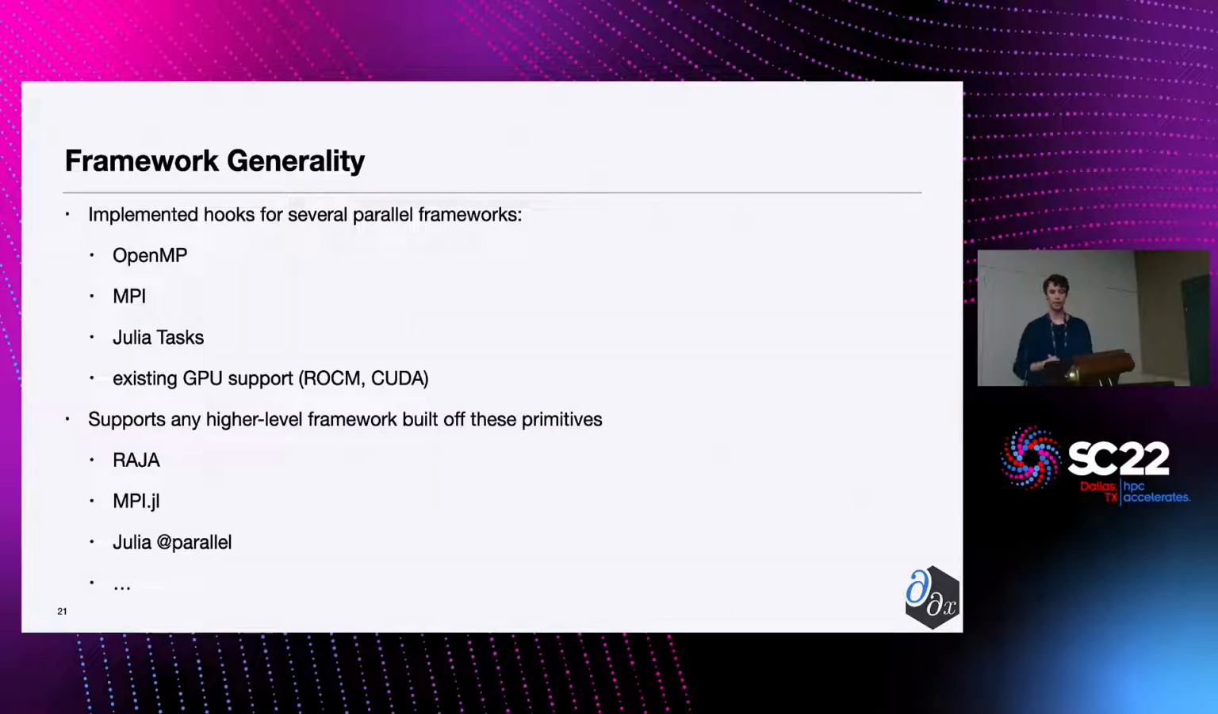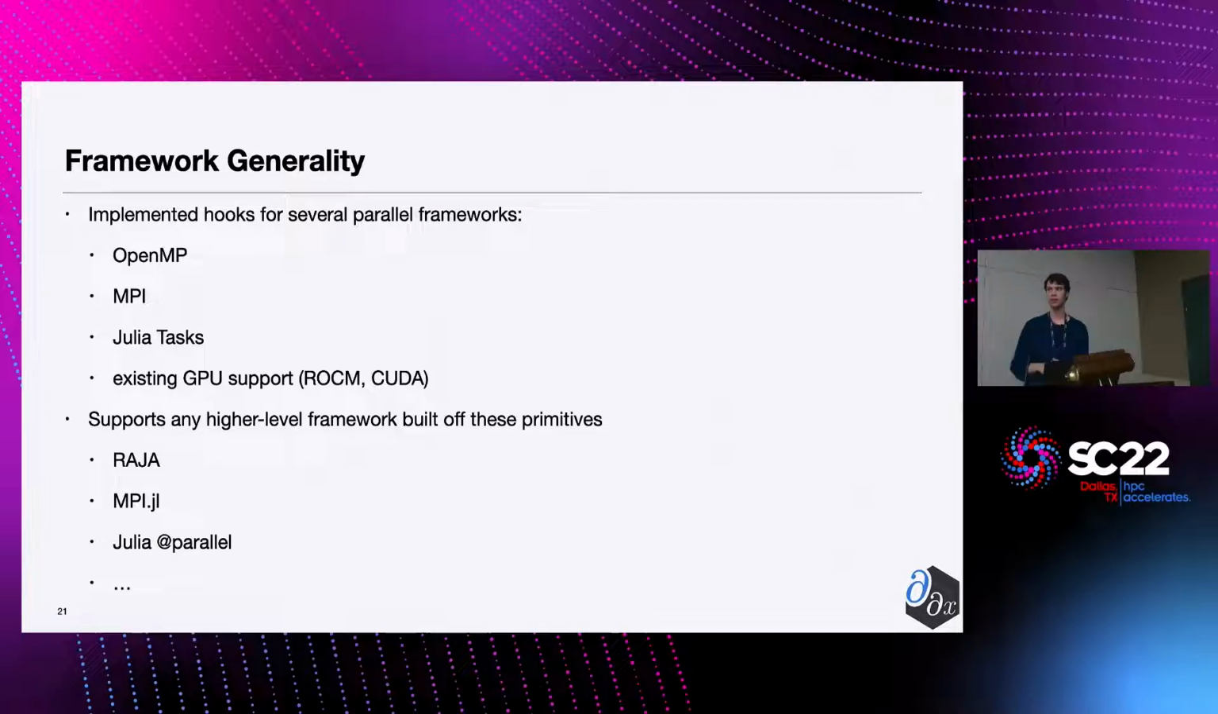Going up a level, so to speak, we took all of these pieces together and we implemented hooks for a variety of different parallel frameworks. In particular, we implemented hooks for OpenMP, we implemented hooks for MPI, we implemented hooks for Julia tasks, and of course, we have the previous support for GPUs, which include both ROCm and CUDA. And because we were able to implement these baseline frameworks, which of course you can add your favorite framework additionally into the mix by registering it, it also means that you automatically have support for any higher level framework built off of it. So as an example, RAJA can go ahead and call OpenMP or MPI. MPI.jl itself just calls into MPI, and the Julia @parallel macro is just built out of Julia tasks.